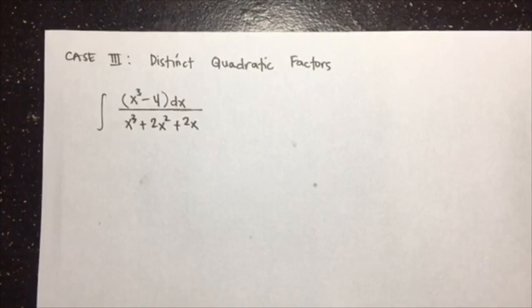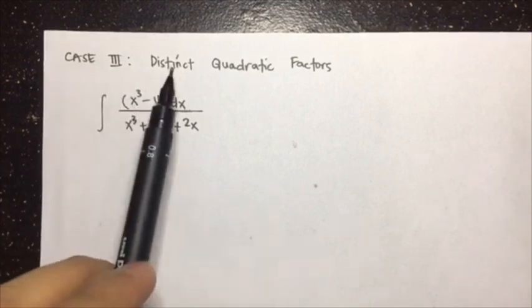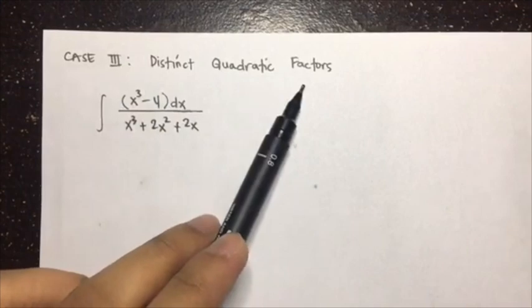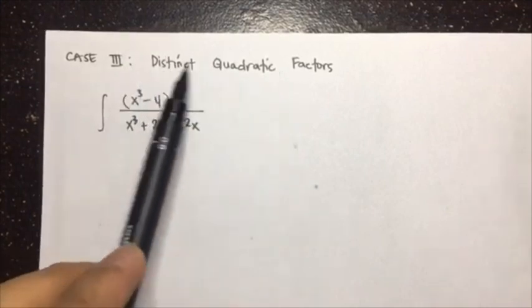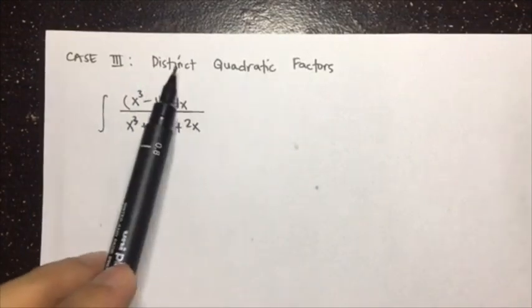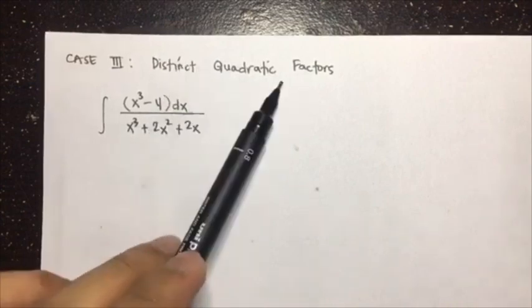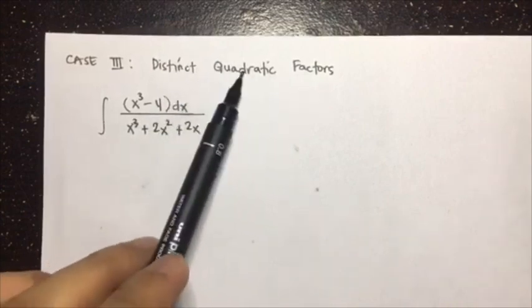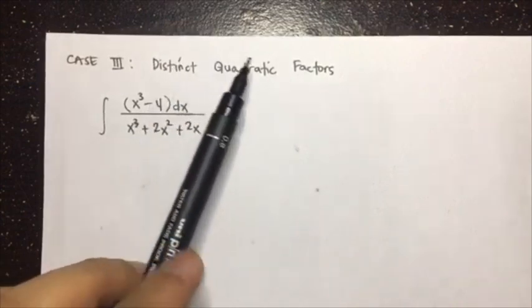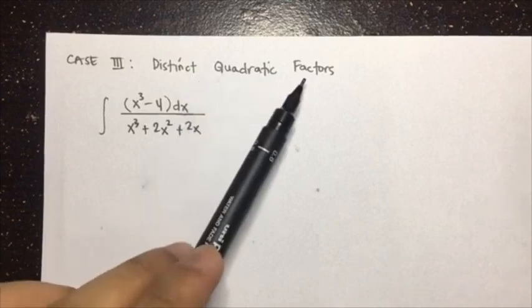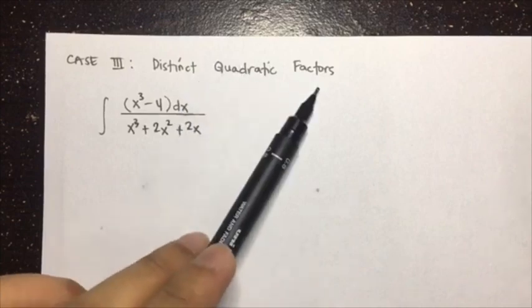For this video, we will be discussing case 3 of integration by partial fraction decomposition. So for case 3, we have distinct quadratic factors. This pertains to the denominator. So when our denominator contains a quadratic factor or quadratic factors.